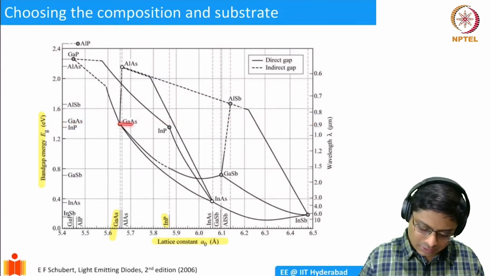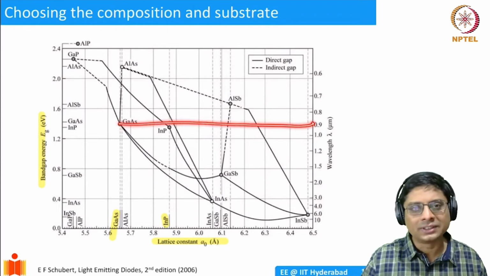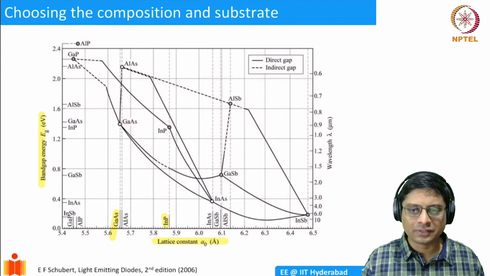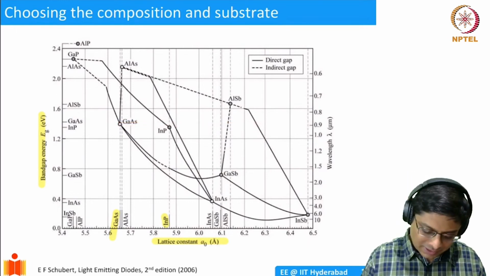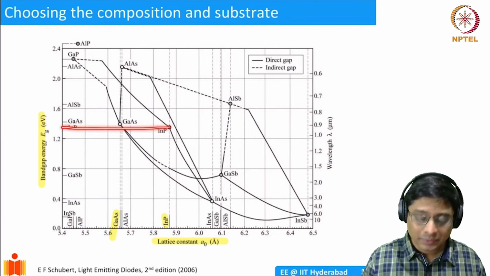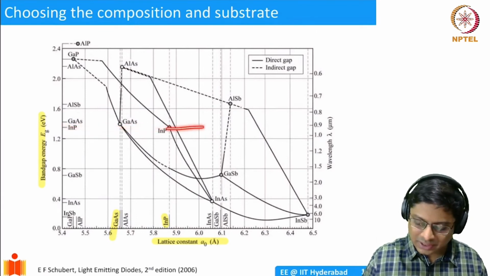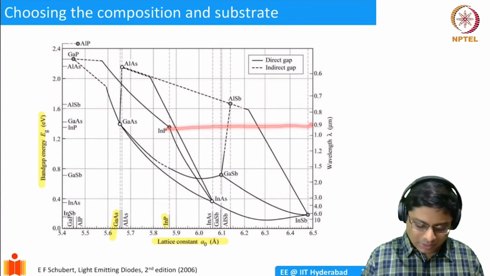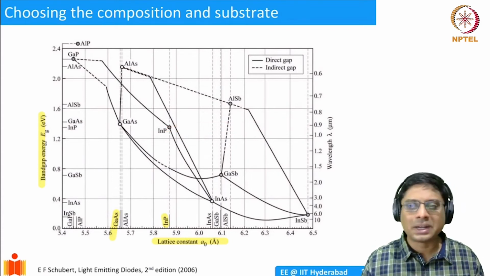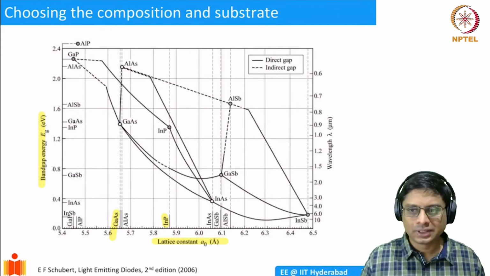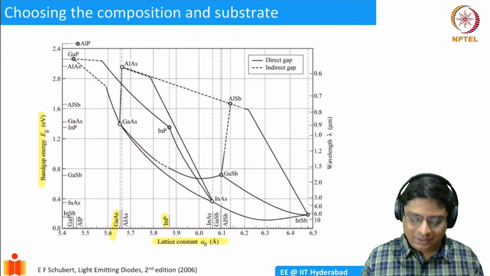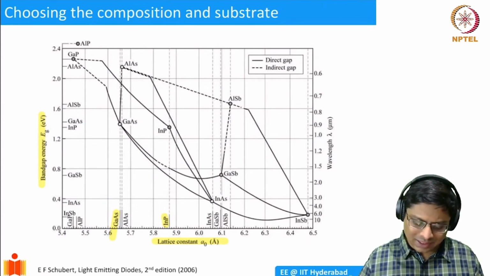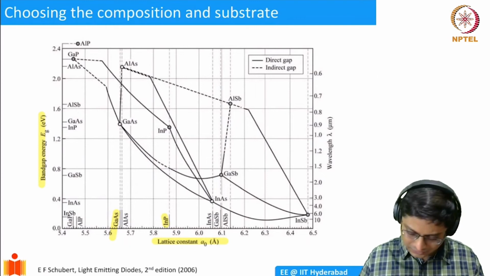Just the same relation to convert. 1.42 eV will correspond to 870 nanometers, 0.87 microns. Similarly, indium phosphide has a band gap of, I think, 1.34 eV, and it has an emission around 920 nanometers. So by looking at this, you can analyze what the band gaps and the wavelengths are.